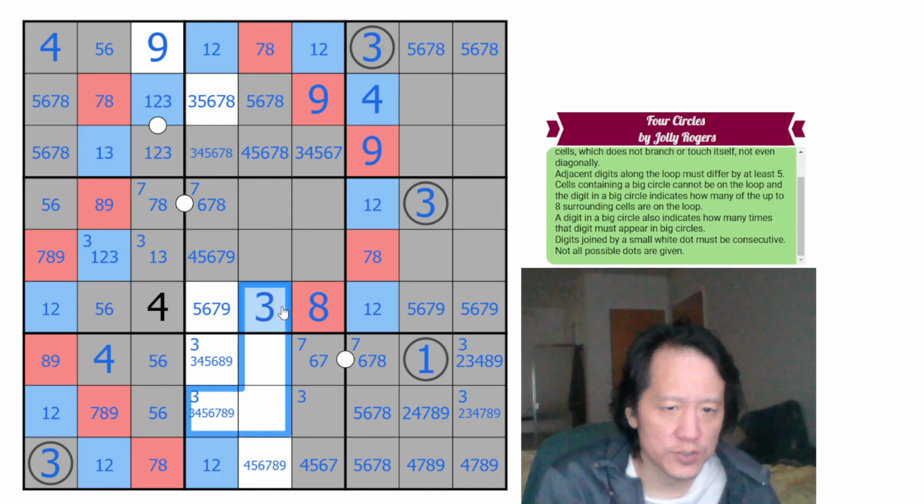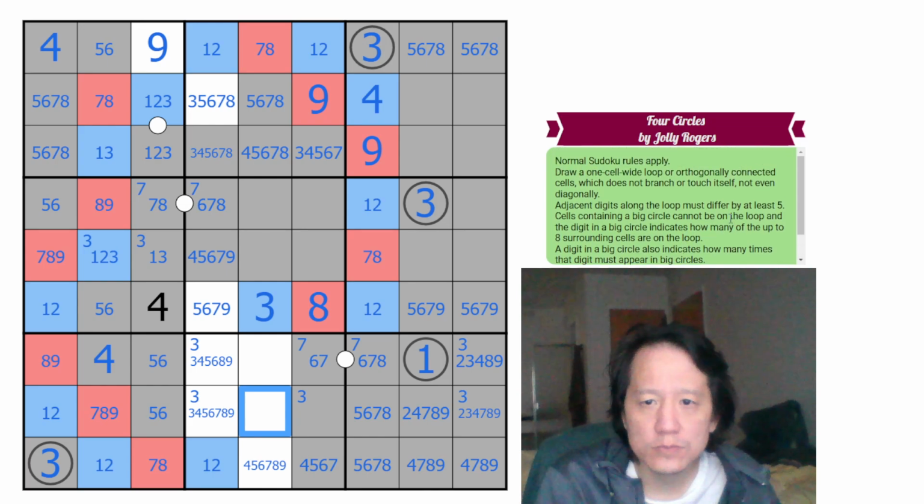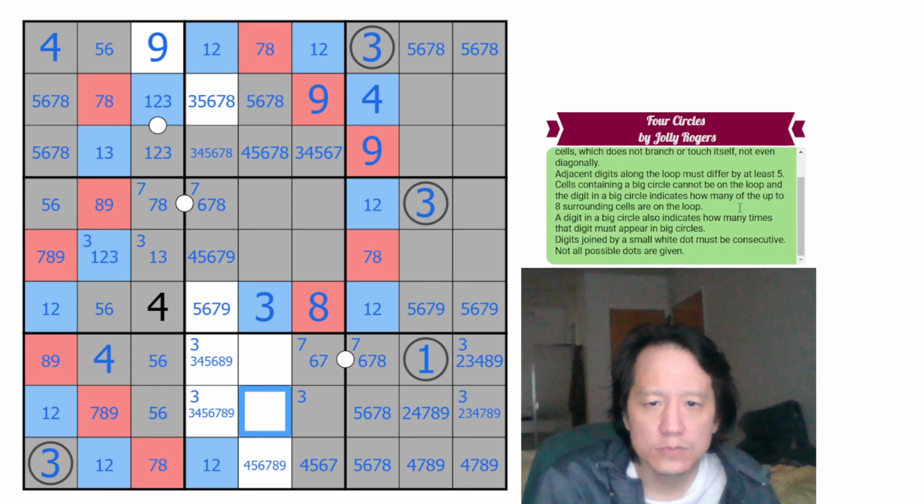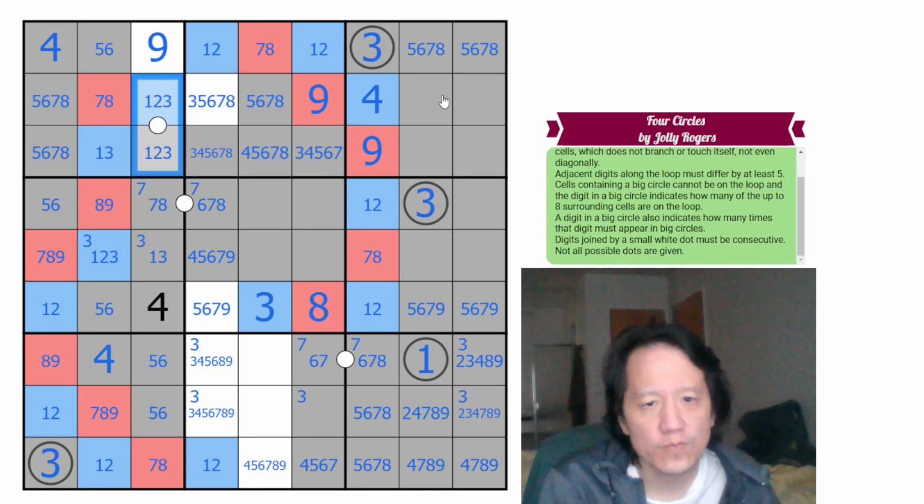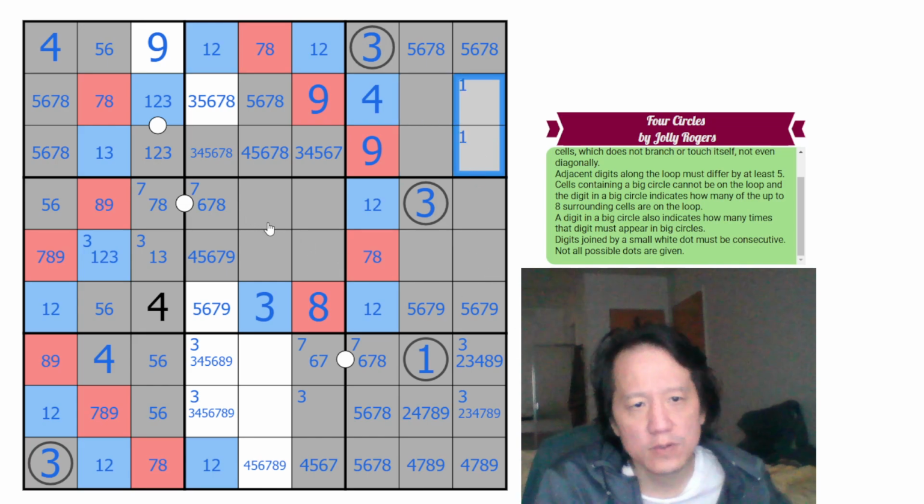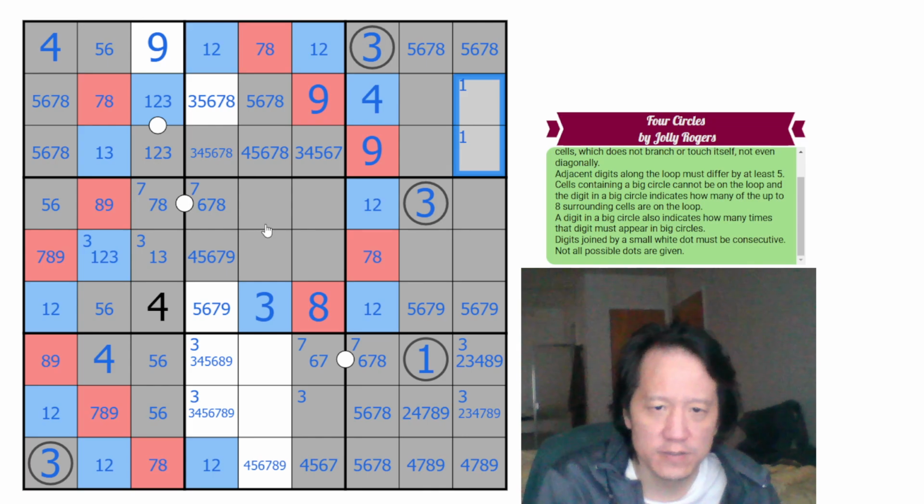So if it went this way, this would have to be 1 or 2. Yeah, we don't have any other additional information. 2's here. 1 has to be here, which doesn't tell us anything.